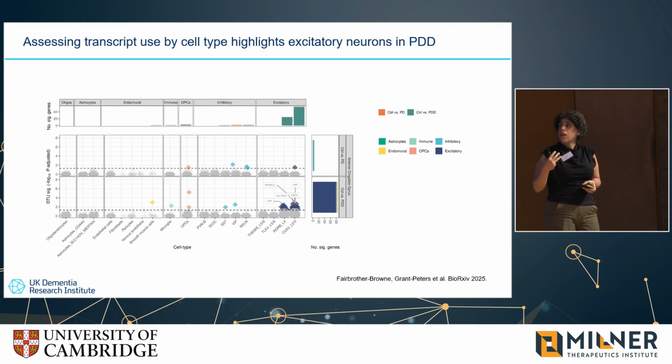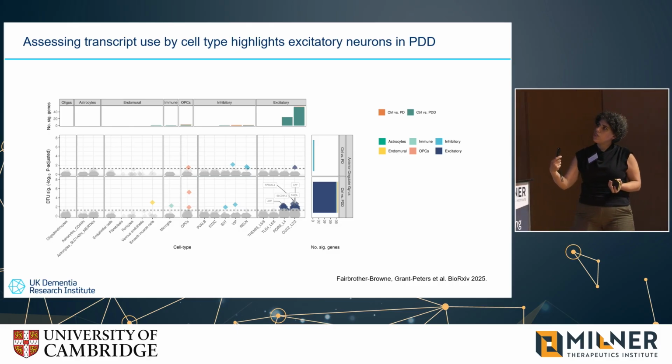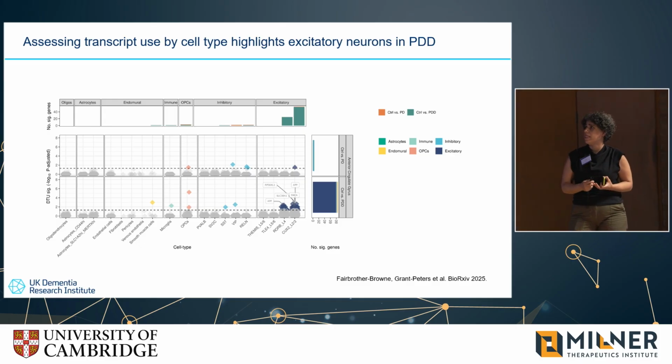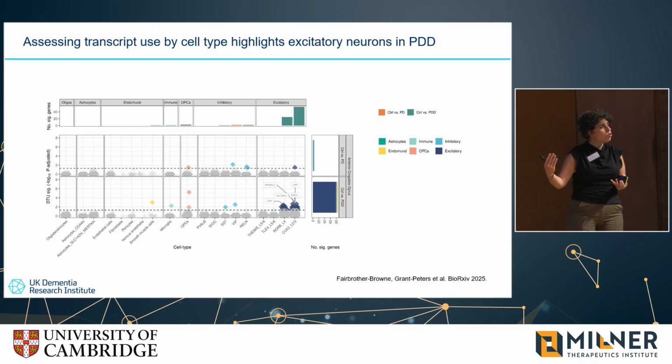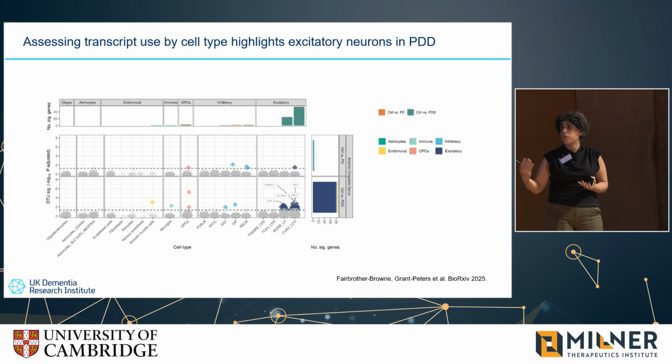It gives us quite an interesting picture. It highlights the key changes that are occurring in excitatory neurons, specifically in Parkinson's disease with dementia. So I'll try and take you through this plot. We're doing two major comparisons, and on the x-axis you're seeing all the different kinds of cell types that we're analyzing. There are multiple different excitatory neuronal subtypes, multiple different types of inhibitory neurons that we've isolated from the single nuclear RNA sequencing data. We're then comparing transcript usage in control samples versus Parkinson's samples, or control samples versus individuals with Parkinson's disease with dementia.